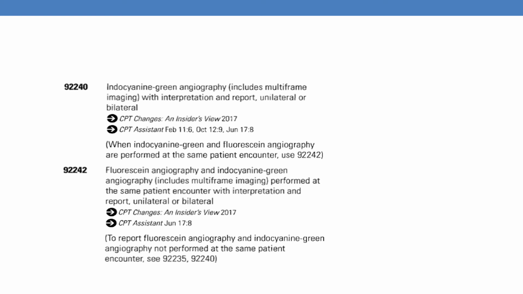The next CPT is 92240. It includes indocyanine green angiography, including multi-frame imaging, with interpretation and report, unilateral or bilateral. The next CPT is 92242. It includes fluorescein angiography and indocyanine green angiography, both, including multi-frame imaging performed at the same patient encounter, with interpretation and report, unilateral or bilateral. The CPT is 92242.